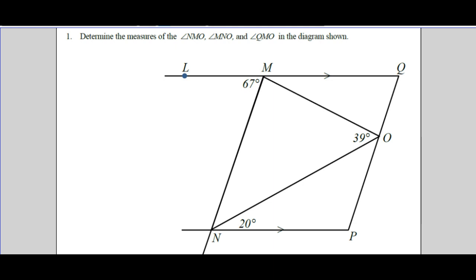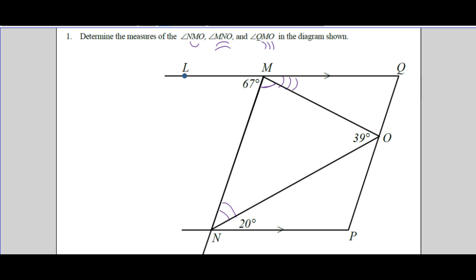Determine the measure of angle NMO. So I want to show that one, right? NMO, that's this inside angle here. So let's just say we're doing that with a little one arc. Angle MNO, I'm going to show that with two arcs. And angle QMO, I'm going to show that with three arcs.